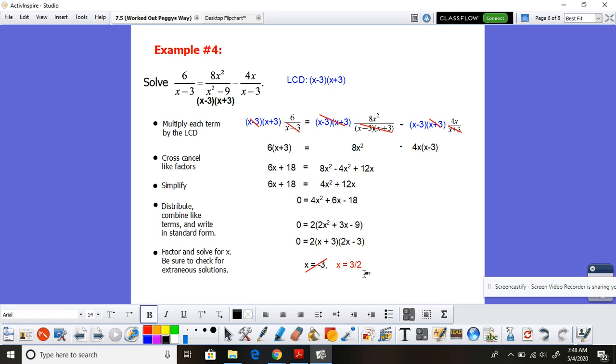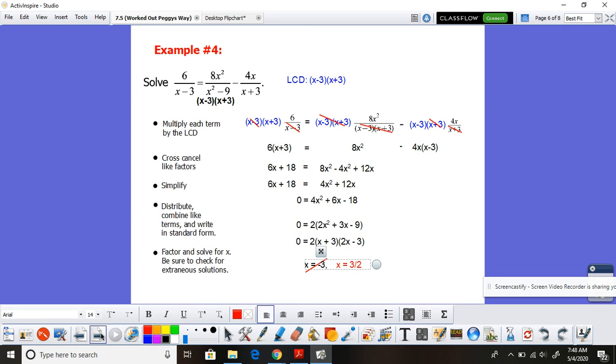Then I want to, actually, I don't even have to plug it in. I can look up here, guys, and we can't insert negative 3 in here because that would make our denominator 0. So we know right off that we can't use negative 3. So our only solution then would be x equals 3 halves.